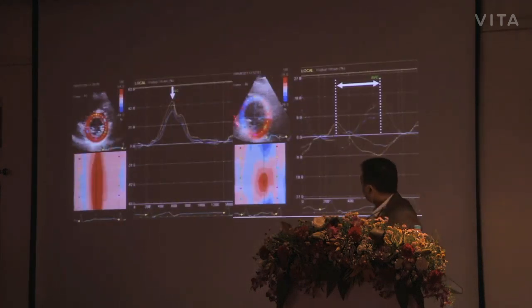Finally, radial strain can only be measured in the short axis view for obvious reasons. You need to know when the wall is contracting and relaxing, and this can be done via speckle tracking or 2D strain a lot better.